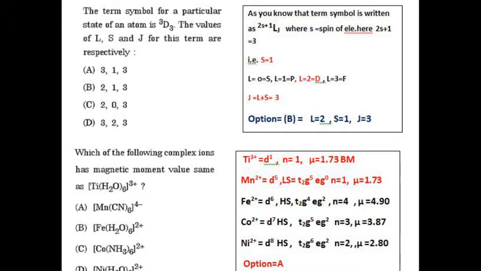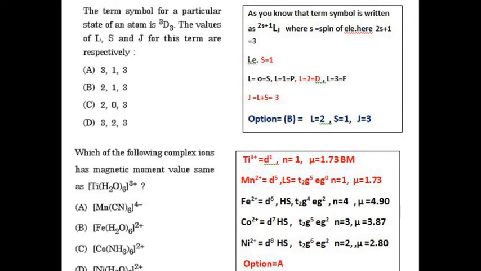Let me explain what a term symbol is. The term symbol shows the different states of energy levels associated with an atom, and it is written in the form 2S+1 L J, where 2S+1 is the spin multiplicity, L is the total orbital angular momentum quantum number, and J is the value of L plus S.